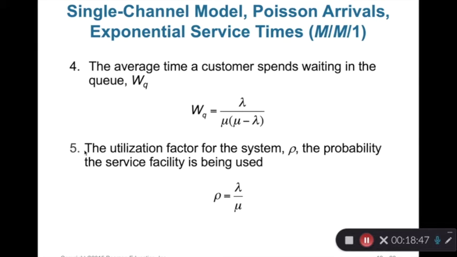Number five, we also can calculate the utilization factor for the system, denoted by rho, the probability the service facility is being used. And rho equals lambda divided by mu. You need to get familiar with these equations or formulas because we are going to have questions on the test using the formulas. And you need to know the differences between the system and the queue.